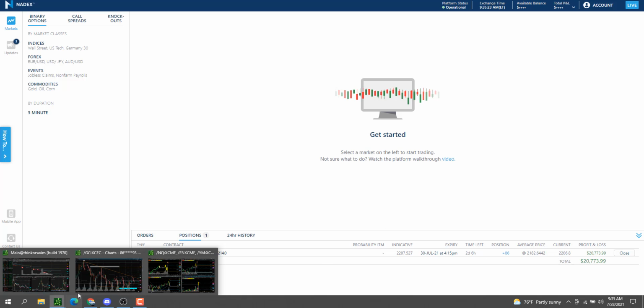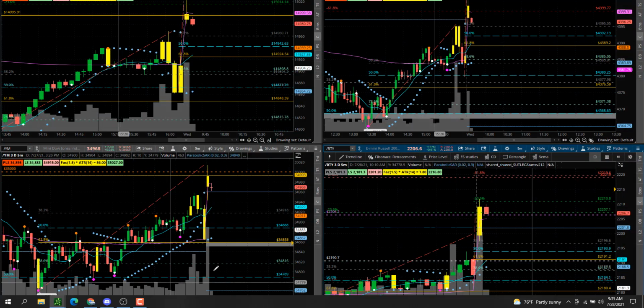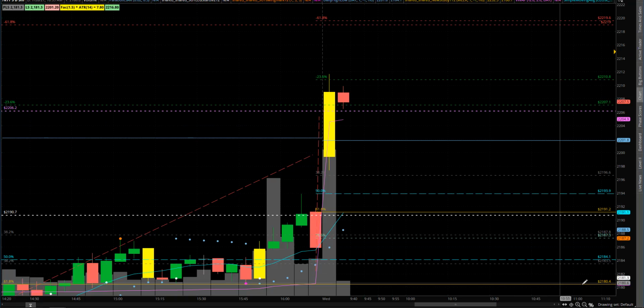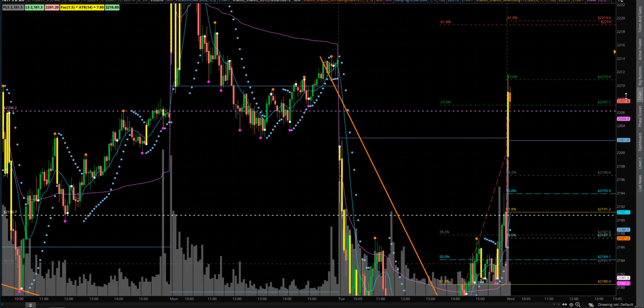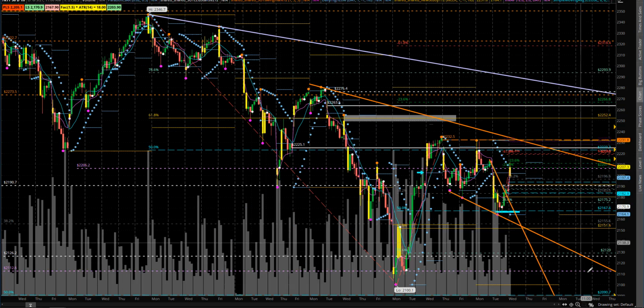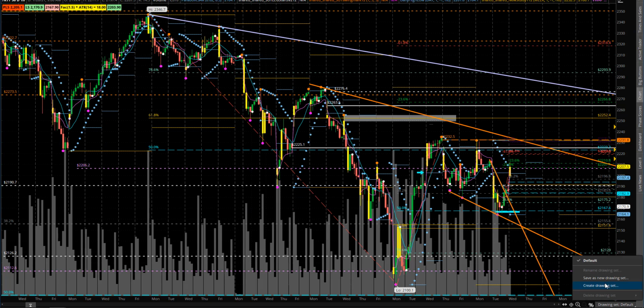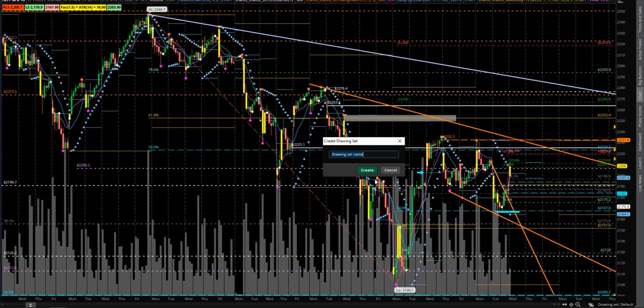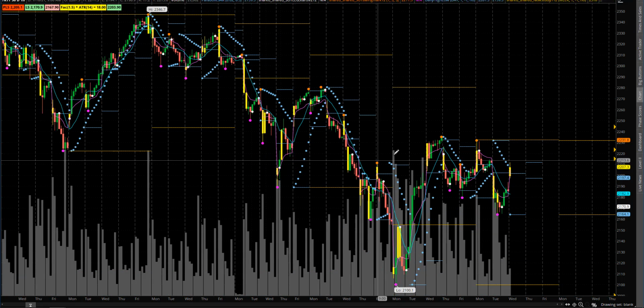The top of the bracket we're currently at is 2206. So I'm going to go to that chart, and we're going to just take a look. This is the Russell. Let's take a look here on the hourly time frame. I'm actually going to just clear this drawing set and go blank. I'm going to show you specifically what I'm looking at.